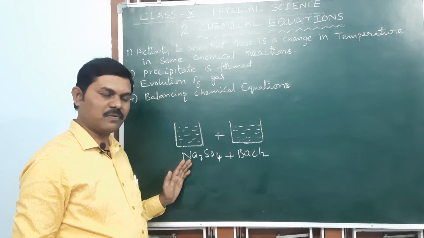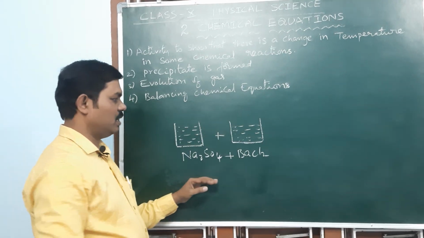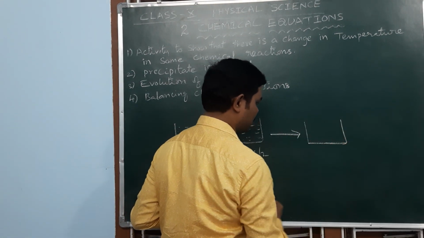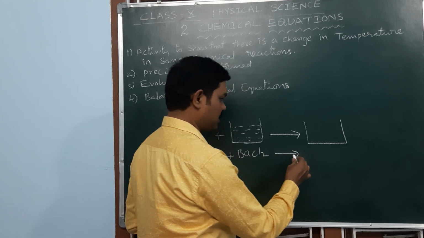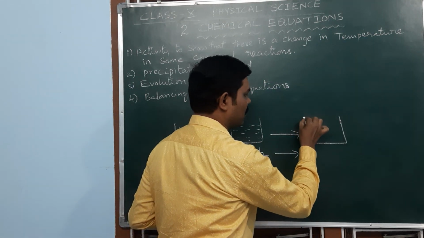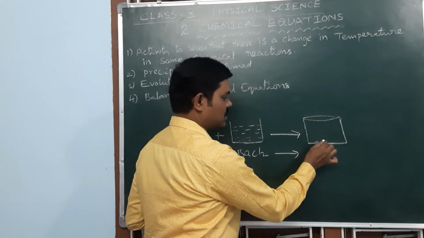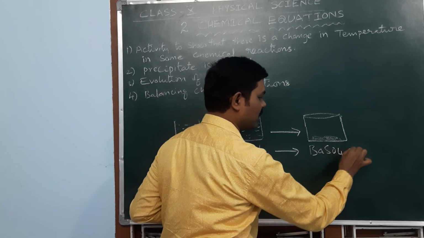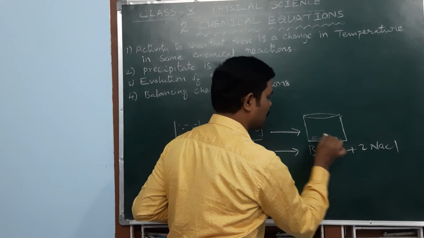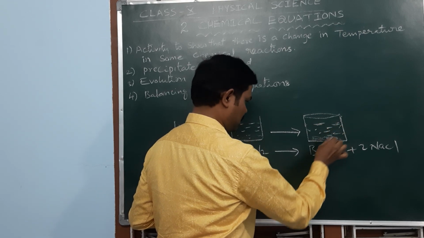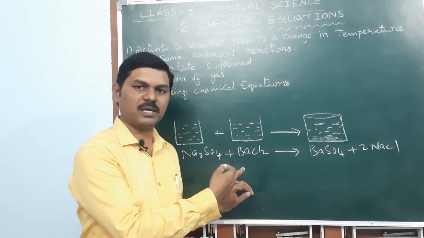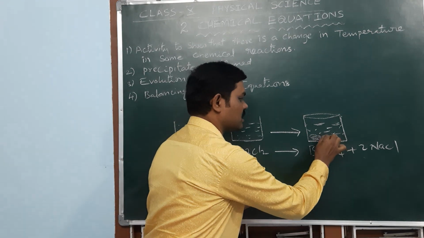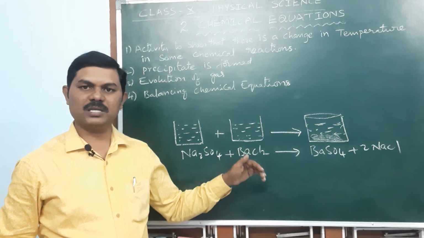So prepare the solutions of sodium sulfate and barium chloride and add these two solutions in another glass beaker. Then you will get one insoluble, undissolved substance produced, that is called barium sulfate, BaSO4, along with the salt 2NaCl. So new substances are produced here. In this chemical reaction, the observation is that undissolved substance is produced. So that is called a precipitate.